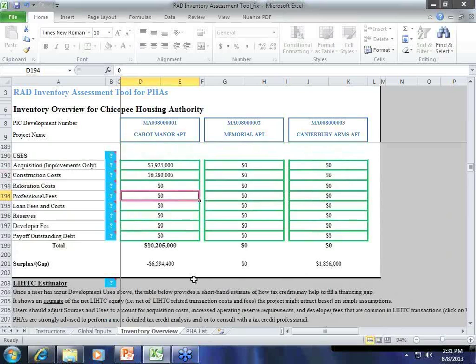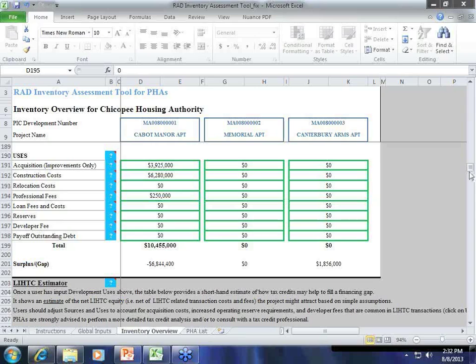Then for loan fees and costs, what I typically would do is go to the construction cost line. Sorry? Kathleen, I'm sorry. Do you want me to enter $250,000 for professional fees? Yeah, just put in $250,000. Okay. And I just want people to know that there's actually more than that built into the calculation of the equity, which we'll get to in a second.